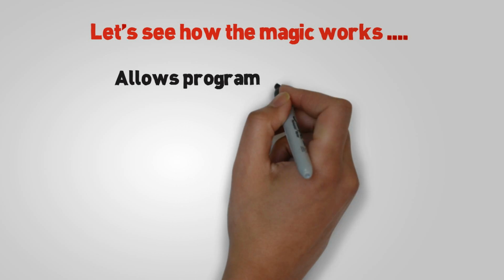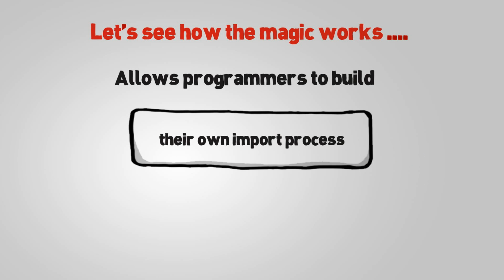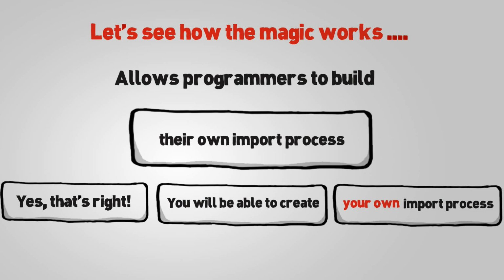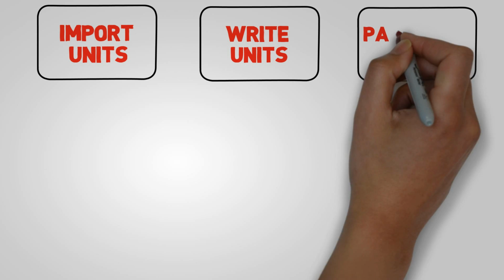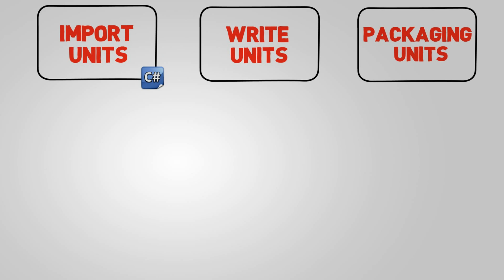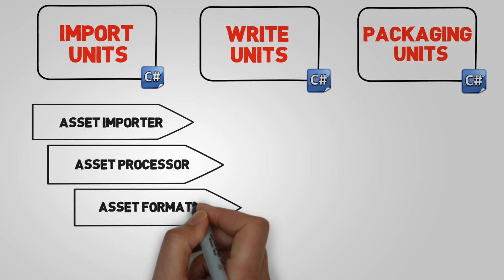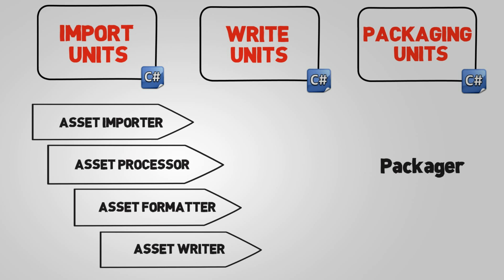The solution allows programmers to customize the whole import process to develop the content pipeline that meets their requirements. Yes, that's right. You will be able to create your own import process. To achieve this goal, the APE offers you a powerful way to build import units, write units, and packaging units with the well-known dev-friendly language C#. Import units are formed by an asset importer, asset processors, and asset formatters, whereas write units and packaging units contain asset writers and packagers.